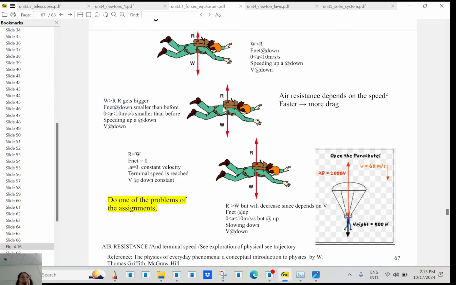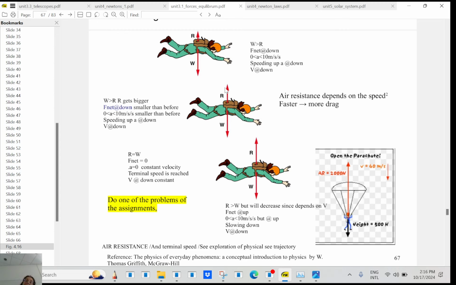So what's happening here? Because she's speeding up, and the air resistance depends on your speed. It makes sense when you run, for example, on the beach. The faster you go, the more air resistance you're going to encounter, right? If you go really, really fast, the air is going to push back on you even more. So as she goes faster, because she has an acceleration, air resistance is going to increase.